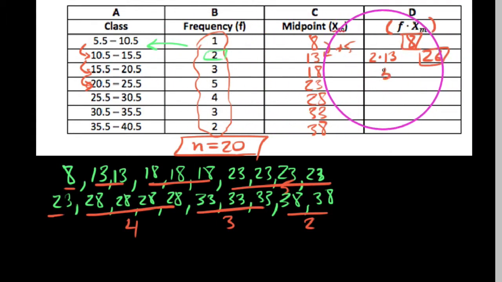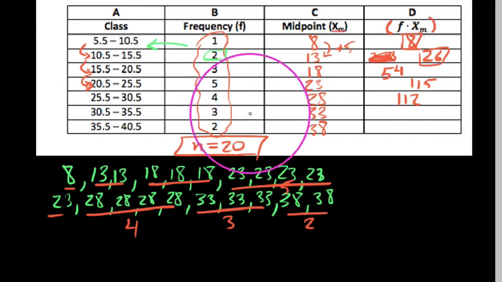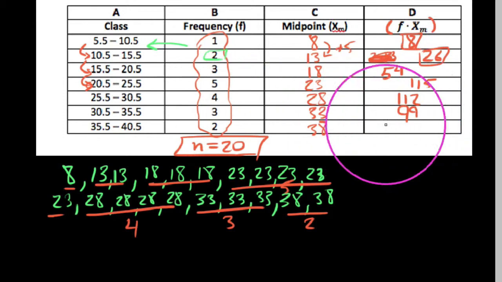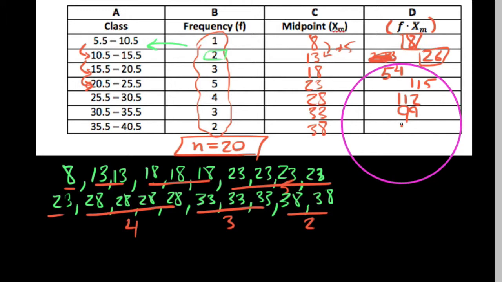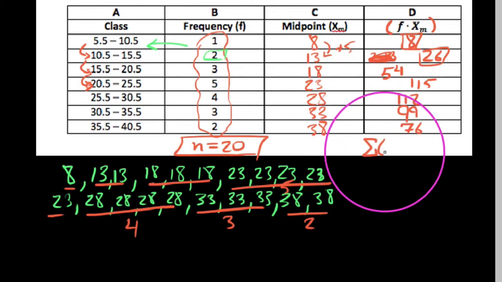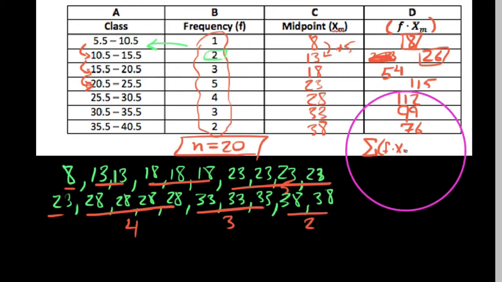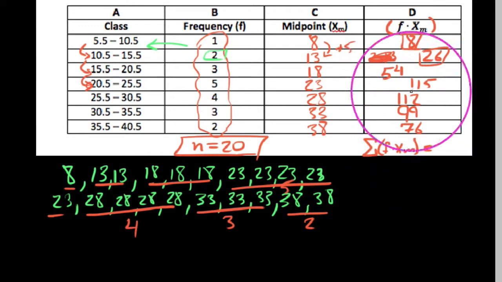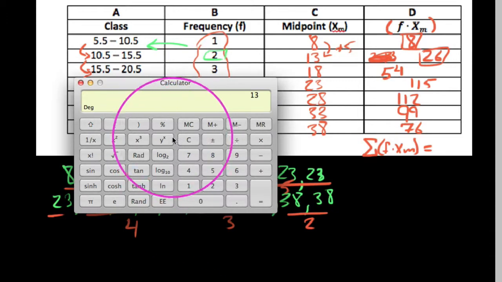So 3 18s would be 54. 54 here. 5 23s would be 115. 4 28s would be 112. 3 33s, that's 99. And then 2 38s, that would be a 76. Okay, so what we need is we need the sum, according to our formula, of this entire column. And it's just kind of an appropriate thing to do is put your sum down at the bottom. So the sum of this entire column, we'd abbreviate it this way, would be what we get when we add all these up. And so we'll just go ahead and get our calculator out here.